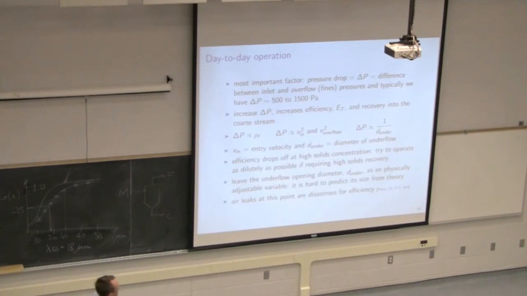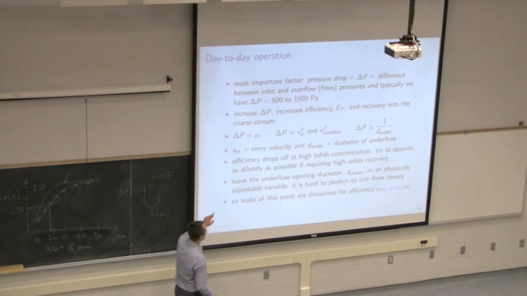Now, let's take a look at how we operate these cyclones and what characteristics we look at. One important factor is the pressure drop, because that's going to indicate our cost of the cyclone. And pressure drop is proportional, as we'll see in a minute, to the inlet velocity squared. So higher velocities coming in, greater pressure drops. The other way that we can manipulate the delta P is by adjusting the diameter of the underflow, and that's an inverse relationship. If we open up that diameter, delta P will drop. If we close that diameter, delta P will increase. So that's an important consideration.